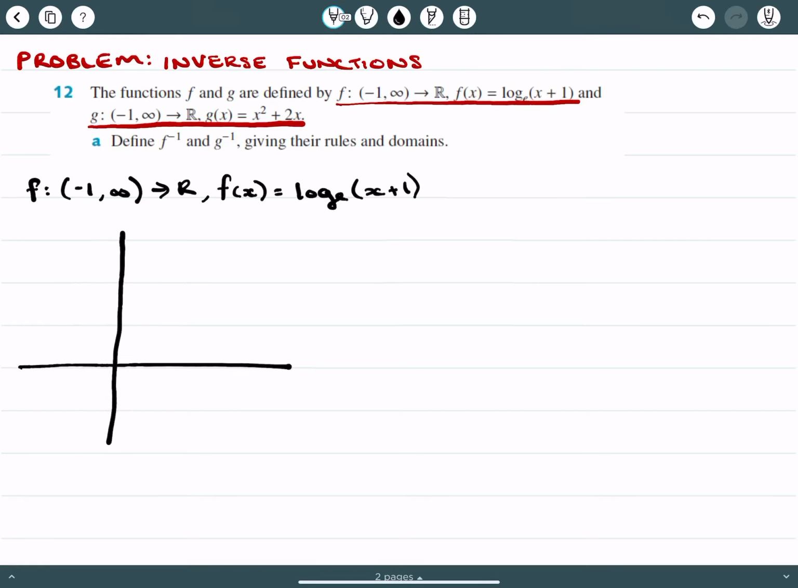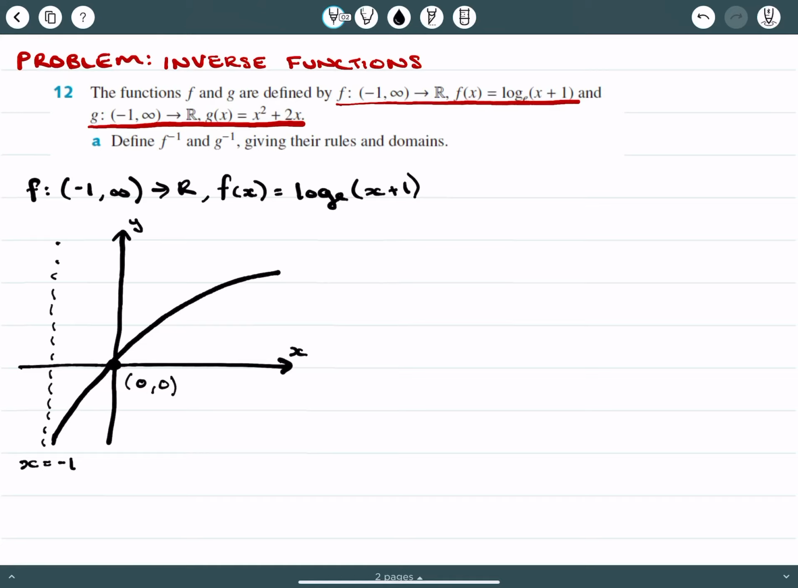Now, because we're dealing with log_e(x + 1), we're going to have an asymptote at x = -1. It will have an x and y intercept at 0, and because it's a log, it will take on that kind of shape. The graph is really handy when we want to see what the inverse is going to look like, in particular when we have a restricted domain, because it actually gives us our range.